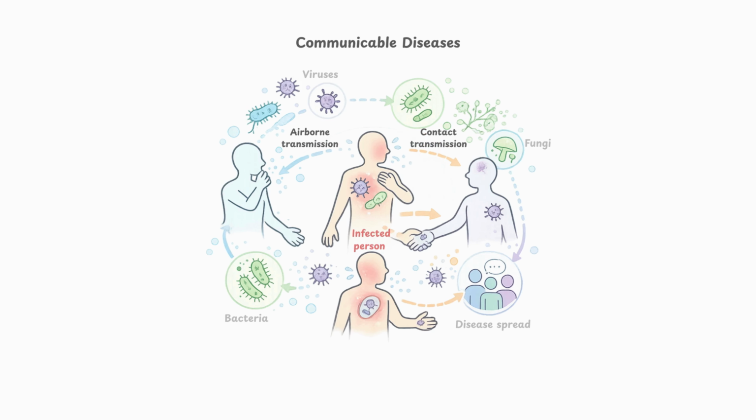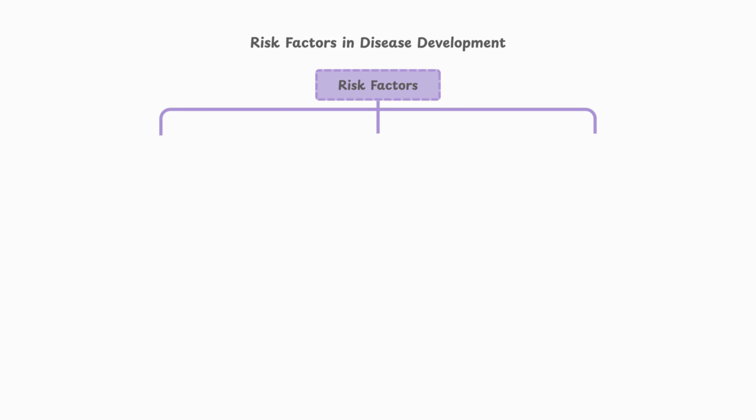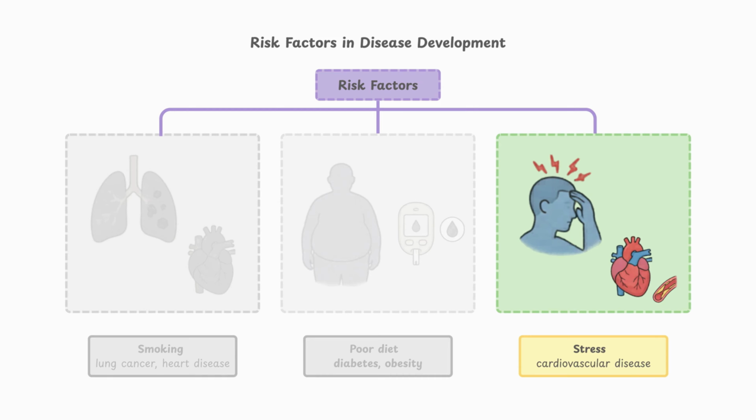Certain risk factors can increase the chance of developing diseases over time. Things like smoking, unhealthy eating habits, and stress can slowly damage the body and affect overall health. Smoking can harm the lungs and heart, increasing the risk of lung cancer and heart disease. Poor diet, especially eating too much sugary or fatty food, can lead to obesity and diabetes. Stress is also an important factor because long-term stress can put pressure on the heart and increase the risk of cardiovascular disease. These examples remind us that everyday lifestyle choices can have a major impact on long-term health.